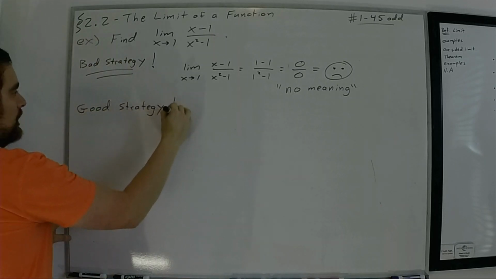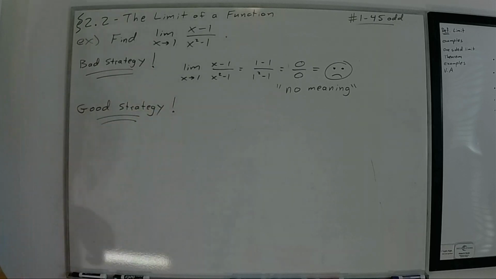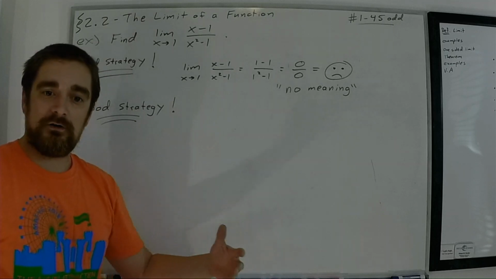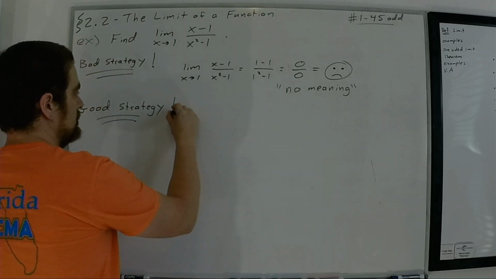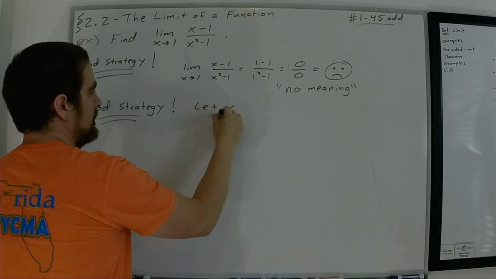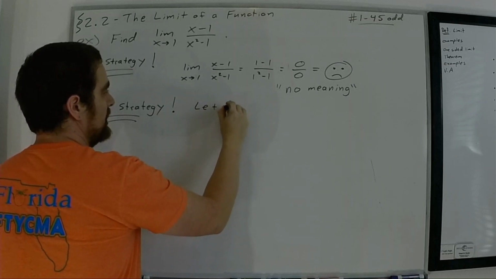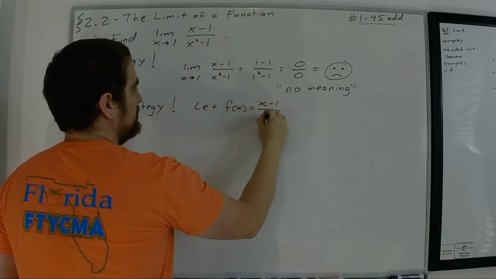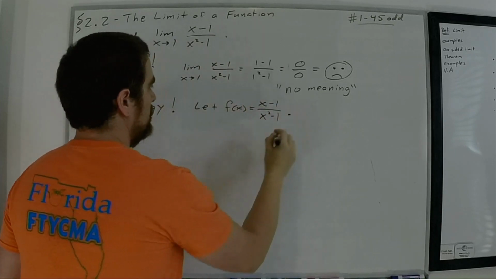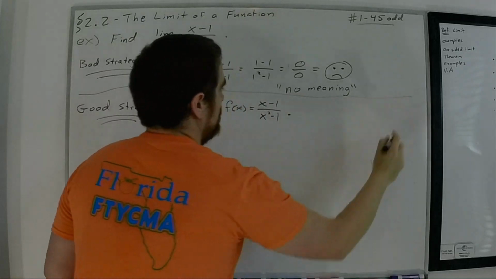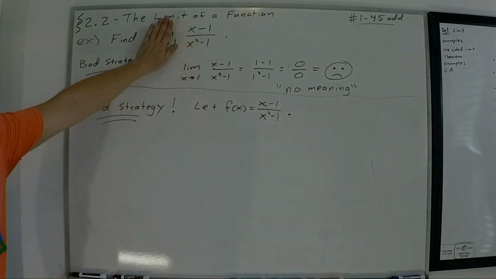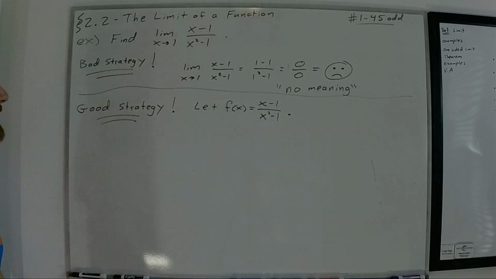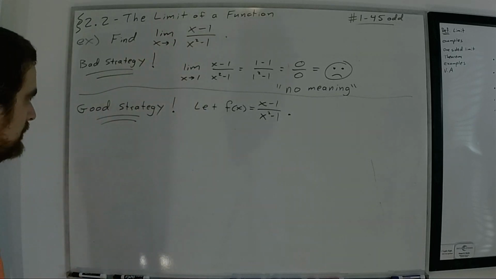This is what I like to call a good strategy. We know that from pre-calculus, we can simplify some of these rational functions. So I'm going to say, let f of x equal this function that we're trying to find the limit for. Let f of x be this guy, so that we're looking for the limit as x goes to 1 of f of x. I'm just generalizing the function into a generic f of x.